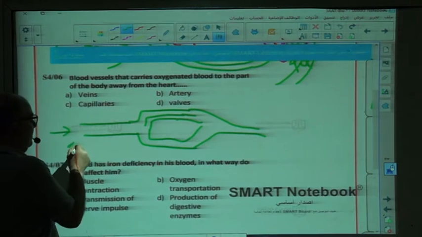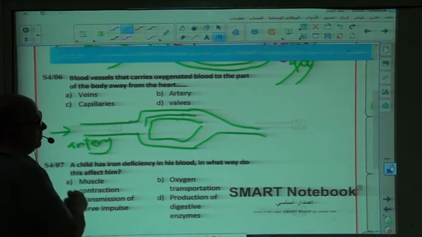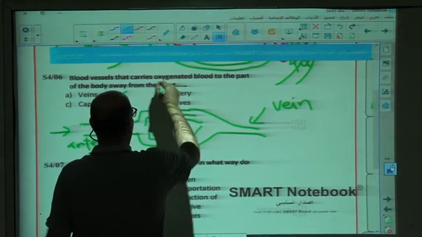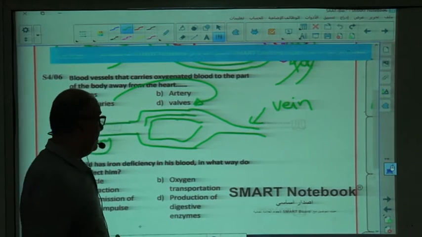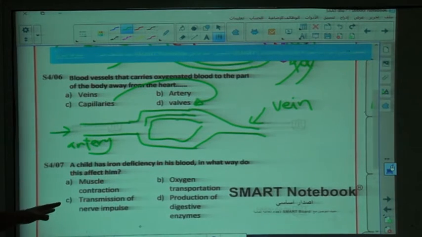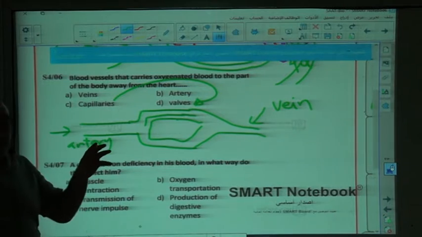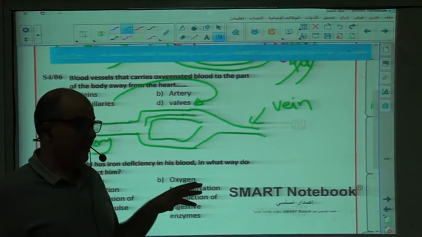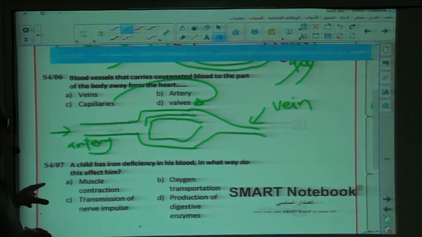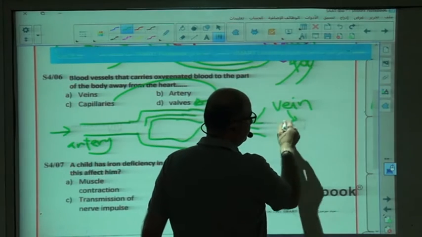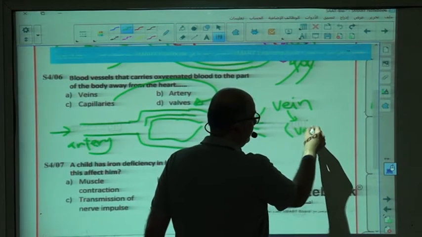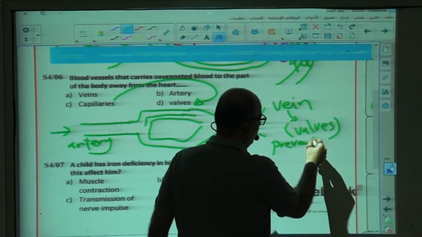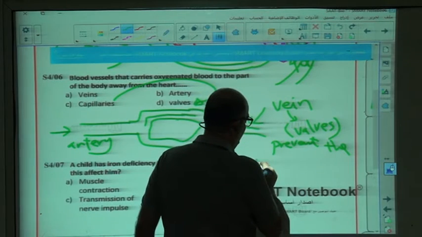Here we have artery. Here we have, guys, what? Vein. And here we have the capillary, for the exchange. We have some differences between the arteries and veins, guys. The artery is thicker than the vein. The smooth muscles in the artery are thicker than in the vein, okay? The vein, guys, contains valves. These valves prevent the backflow of the blood.